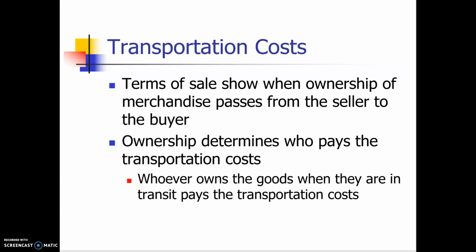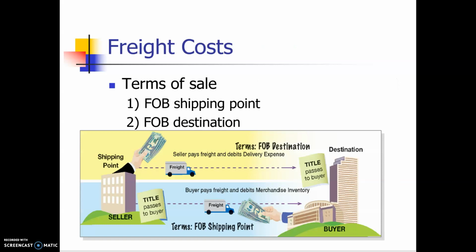So it's important to look at when the buyer pays for the transportation charges and when the seller pays the transportation charges. The terms of the sale can either be stated as FOB shipping point or FOB destination. FOB stands for free on board, but the important part is shipping point and destination. That's telling us when the sale of merchandise is final, when ownership changes hands.